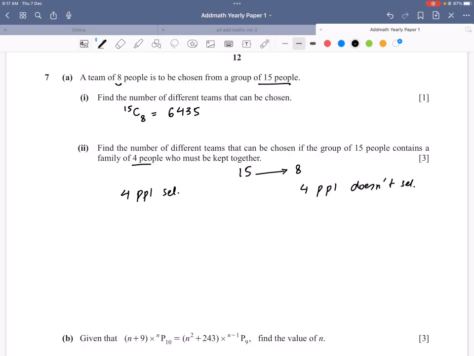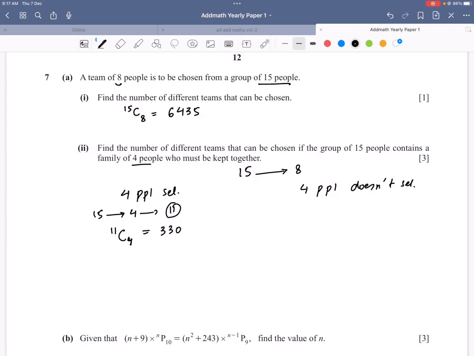If the 4 people are selected, so we have 15, right? Out of 15, 4 have been selected. That means the leftover part is 11. And from 11, we need to pick another 4. Alright? From 11, we need to pick another 4. So we need to find out 11 combination 4. That will be 330. That is the first case, if the 4 people are together.